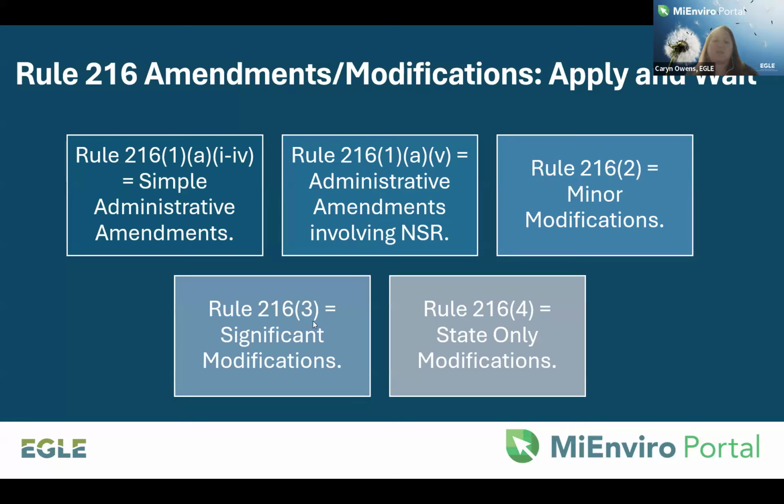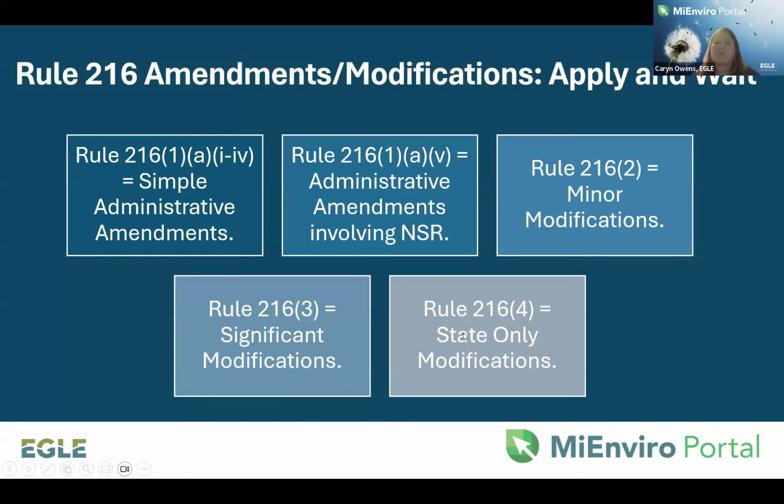And then we have Rule 216.3, which are significant modifications. So if they don't meet the first few, then chances are it could be a significant modification. With significant modifications, they're more for significant changes to your monitoring, record keeping, reporting requirements, and potentially modify a case-by-case determination. These types of permits do go through the 30-day public comment period and a 45-day EPA review.